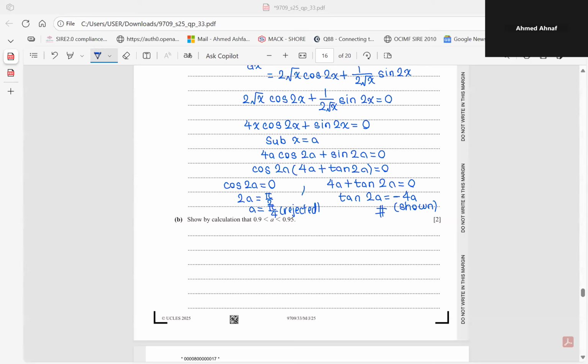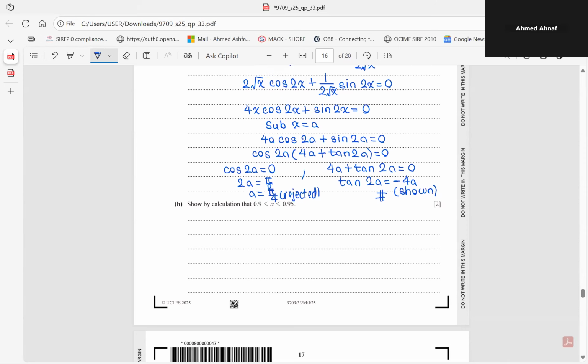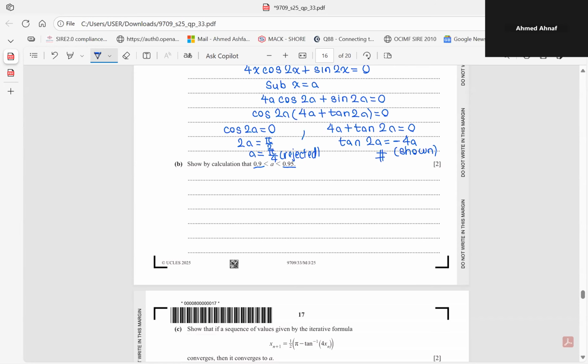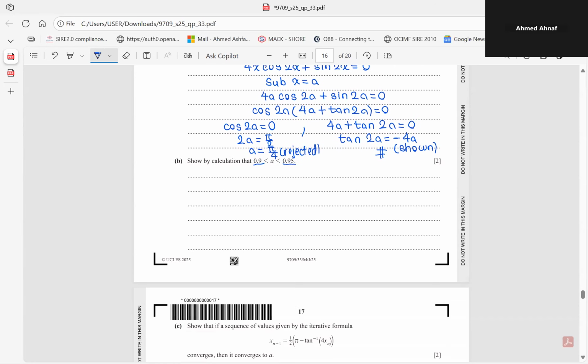Okay, so for this second part, we have to show by calculation that a is between 0.9 and 0.95. All right, so how I like to do this type of question is to make one side equals to 0. So that would mean adding both sides by 4a. So tangent 2a plus 4a equals to 0.